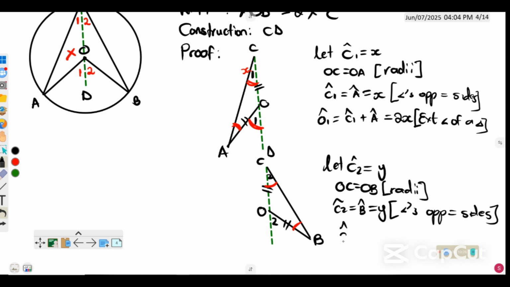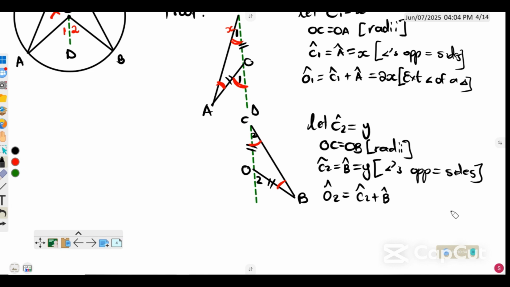We can see that angle O2, the exterior angle again, will be equal to angle C2 plus angle B. But C2 and angle B are equal to each other, and they are both equal to y. So that will be 2y, based on what? On the exterior angle of a triangle. Then from here, we can go back now.